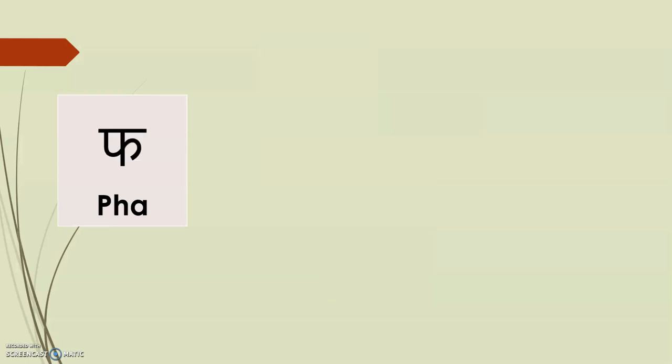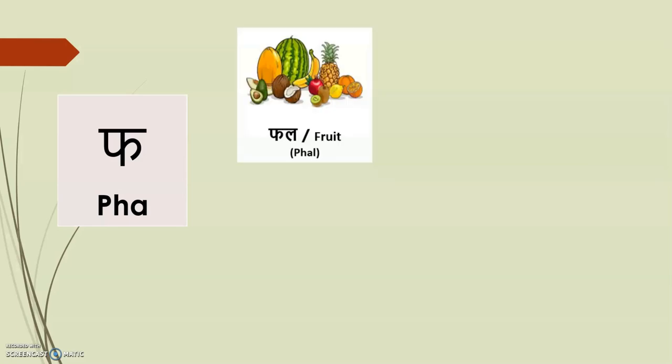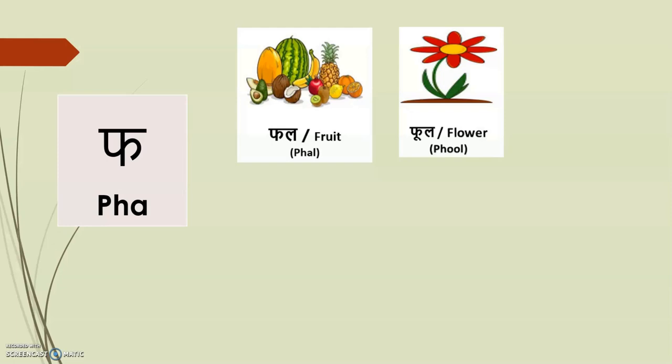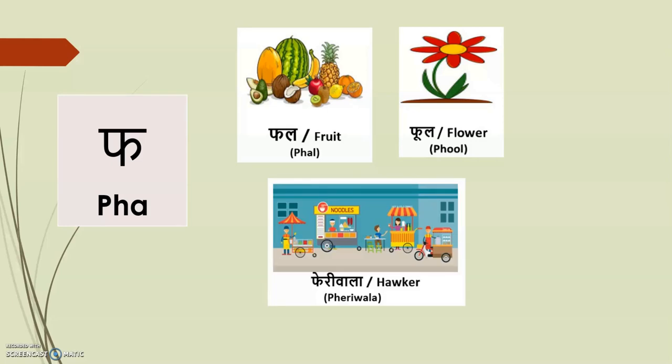Now let's go to the next letter. The next letter of the fifth group is fa. In the first picture, we can see fruits. Fruits in Hindi is called phal. If we go to the next picture, we can see a flower. Flower in Hindi is called phool. If we go to the third picture, we can see hawkers.